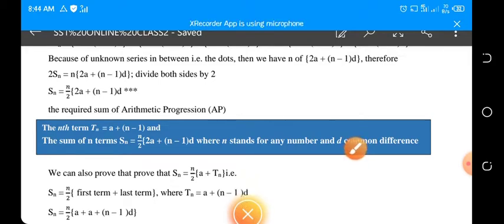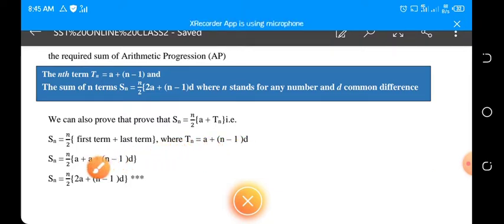Now let's move to the next one. The next one, I said that we can also prove that Sn is equal to n over 2 into bracket a plus Tn, and Tn is what? The last term. It means that the sum of AP is the number that we are looking for over 2 into bracket first term plus last term. And you know that our Tn is a plus into bracket n minus 1d.